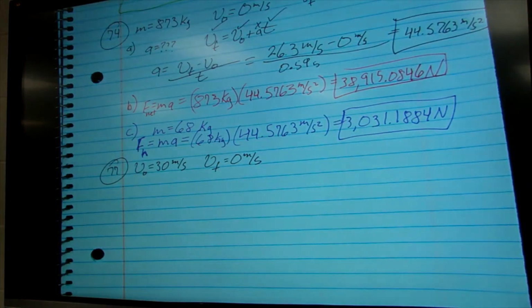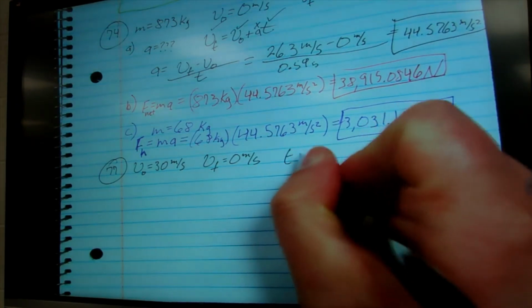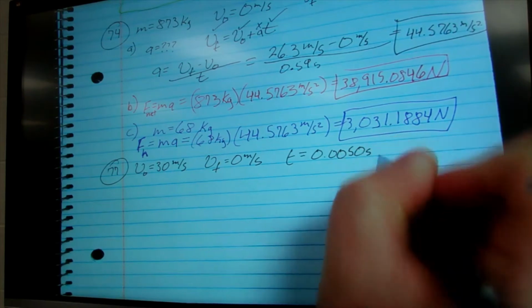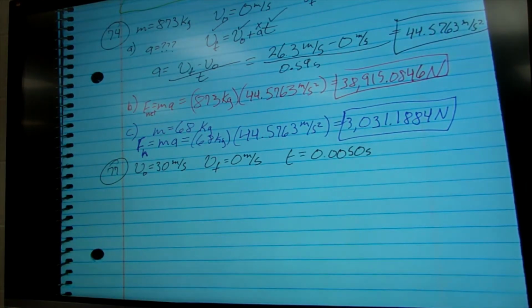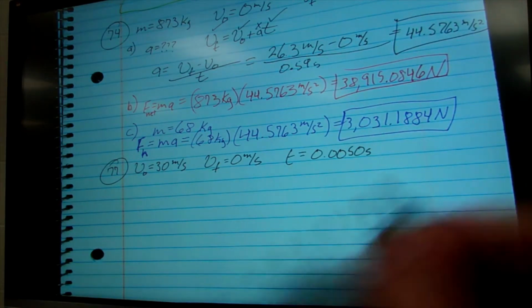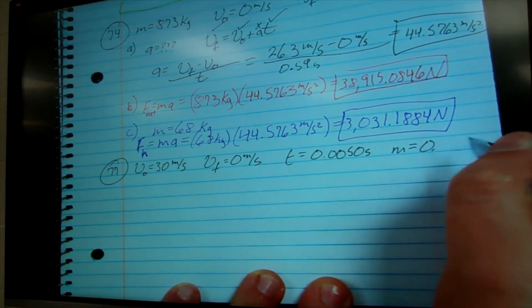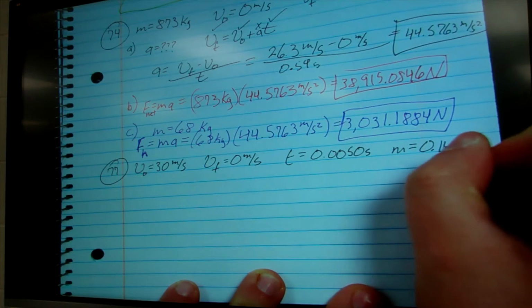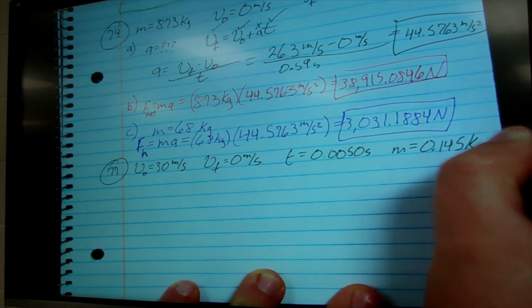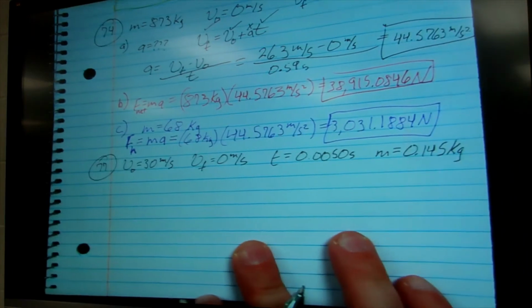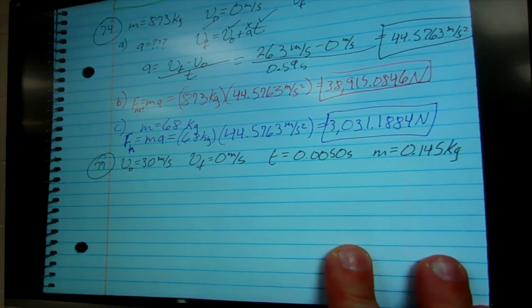in about 0.0050 seconds, so time is 0.0050 seconds. The mass of the baseball, mass is equal to 0.145 kilograms. Wasn't that nice of them? They went on and put that in kilograms for you. I know, they're so nice.